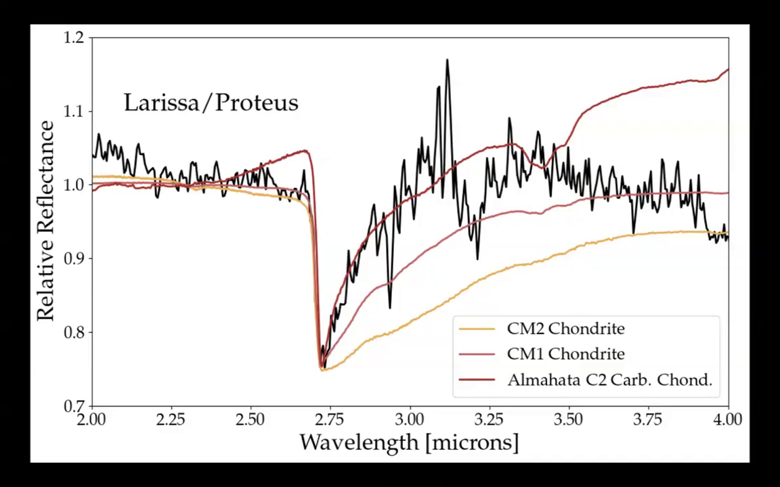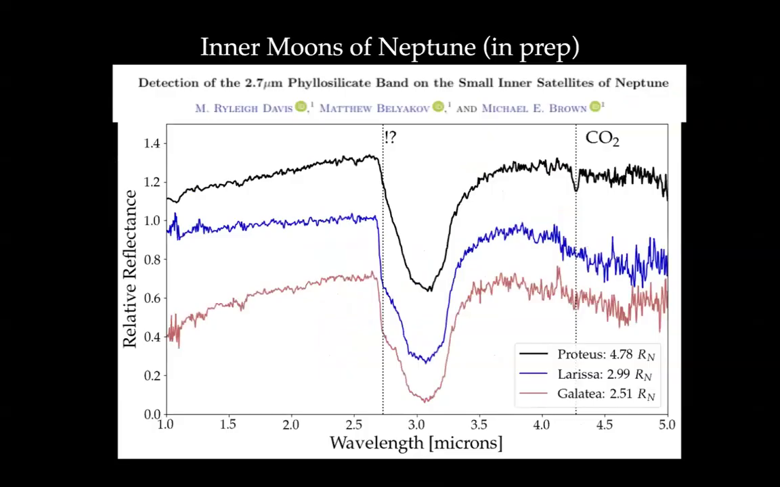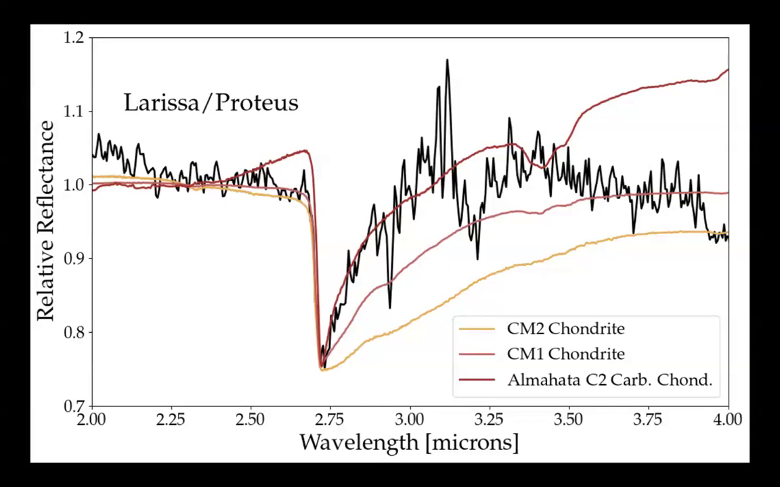Still working on what exactly is the best match. Some of these things that are more carbonaceous and that have a higher abundance of carbonaceous material tend to have this upward slope in the infrared from 1 to 5 microns that doesn't quite match what we're seeing on Larissa and Proteus. If you just ignore the 3 micron feature and draw a straight line, that straight line is a pretty good fit to what's going on in the spectrum. They're not too red. And so some of these carbonaceous chondrites are not as good of a match. This CM1 chondrite seems to do an okay job as well.